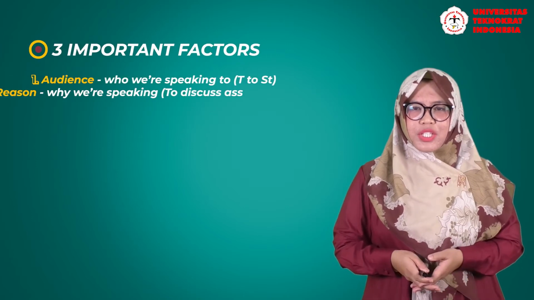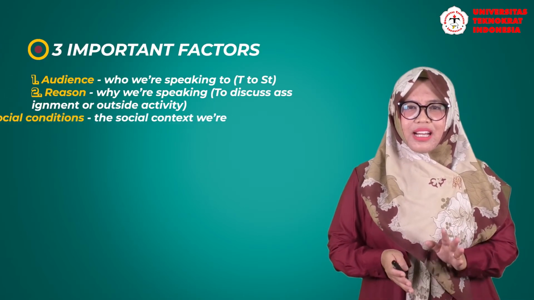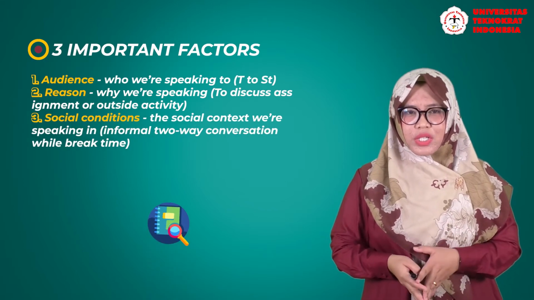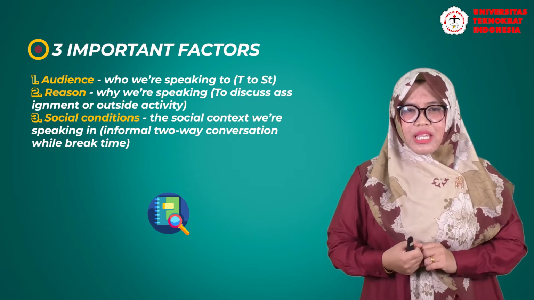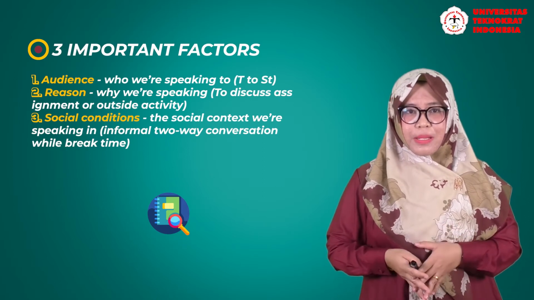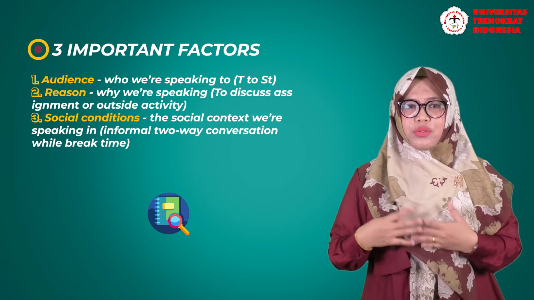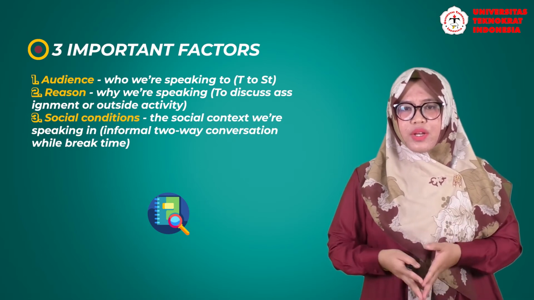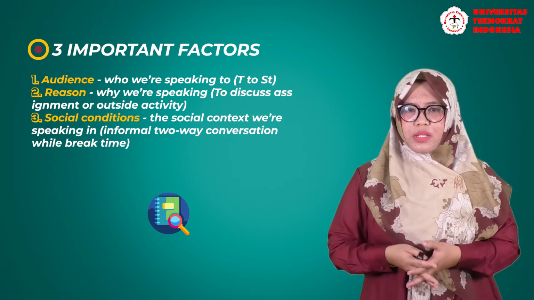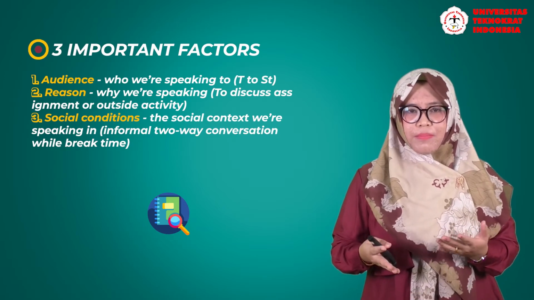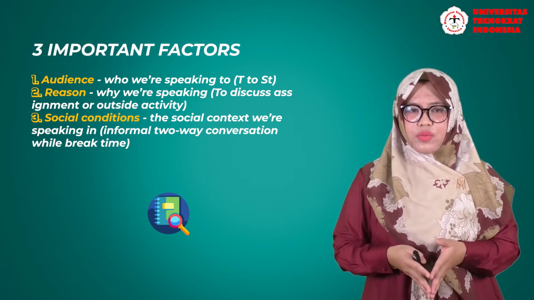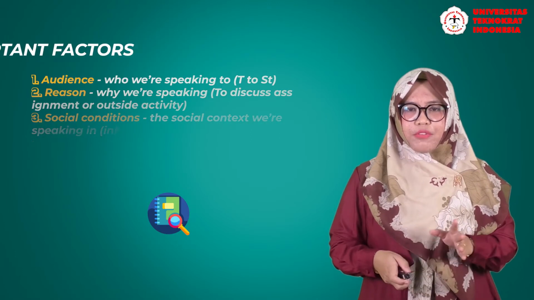From the earlier explanations, we can take a conclusion that there are three important factors affecting the way we speak in different situations. The first is audience. It is about who we are speaking to. For example, teachers speak to his or her students. And the second is the reason why we are speaking. For example, we discuss an assignment or an outside activity. And the third one is about social conditions. It is about the social context we are speaking in. For example, informal two-way conversations during break time.